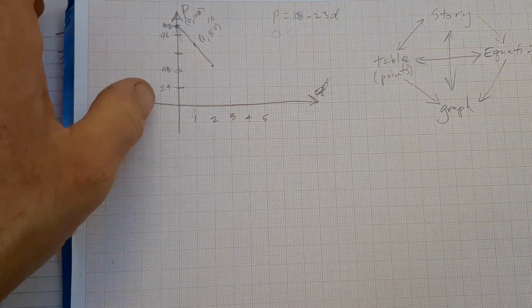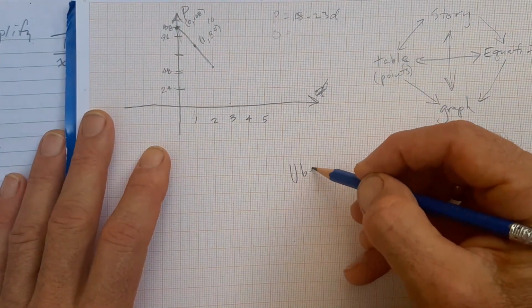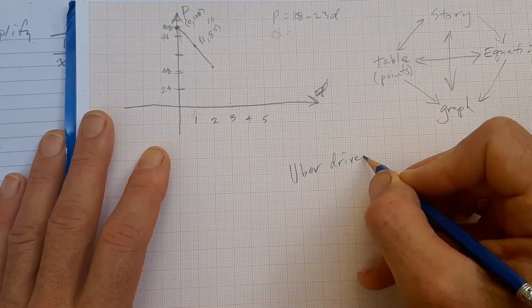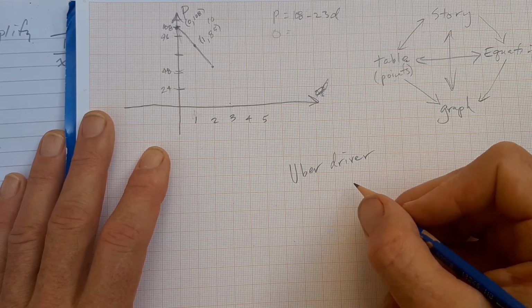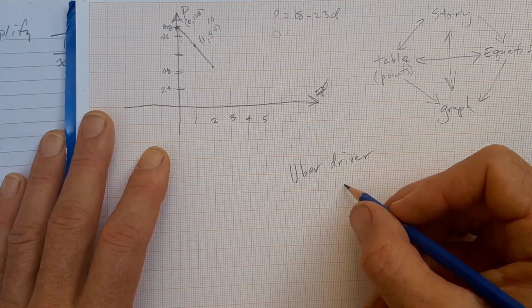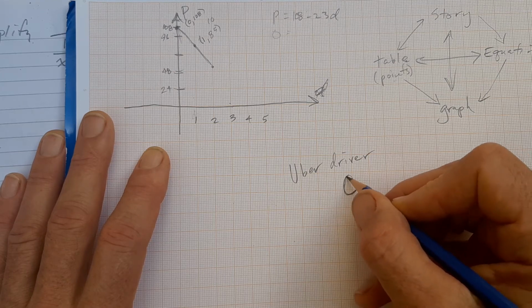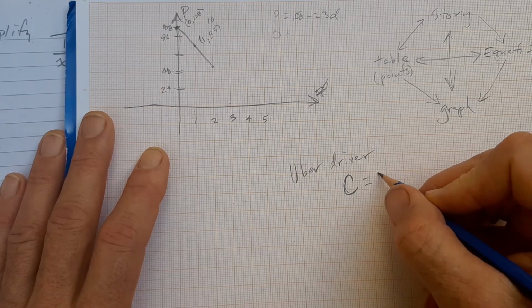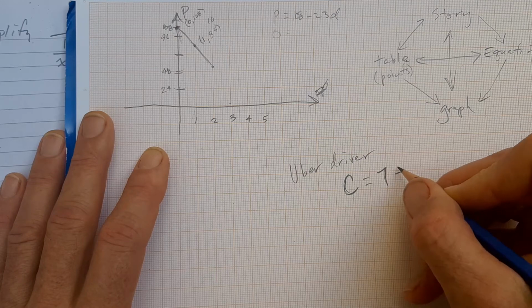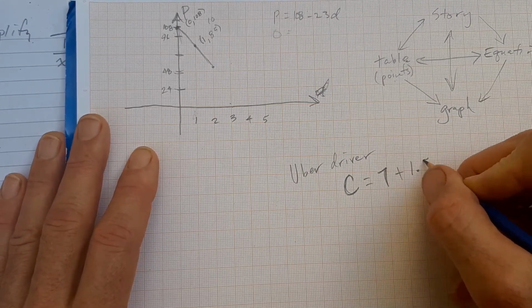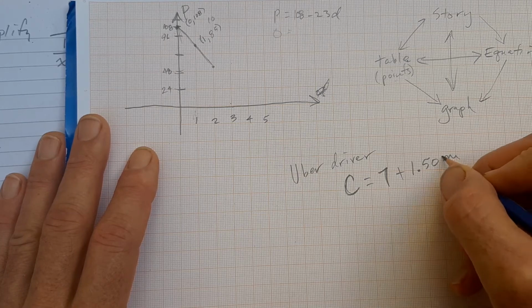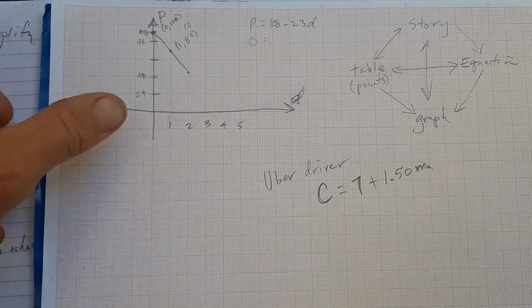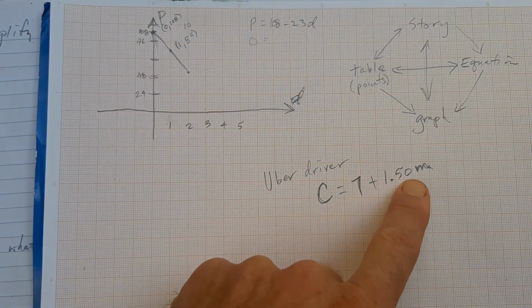Let me give you another little problem. Say the Uber driver makes money. He gets paid for any drive. The money he makes equals 7 plus 1.50m, and m is the miles he drives. So that's the usual one, something like that, where your amount keeps increasing.